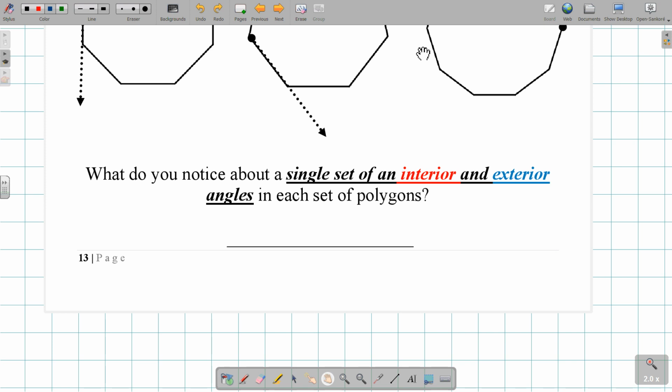Welcome back. This question here, I'm not going to answer it for you, but it simply says, what do you notice about a single interior angle and exterior angle of each set of polygons? You're looking for a relationship of one interior and one exterior angle in each of these shapes. There is a relationship. What is that relationship?